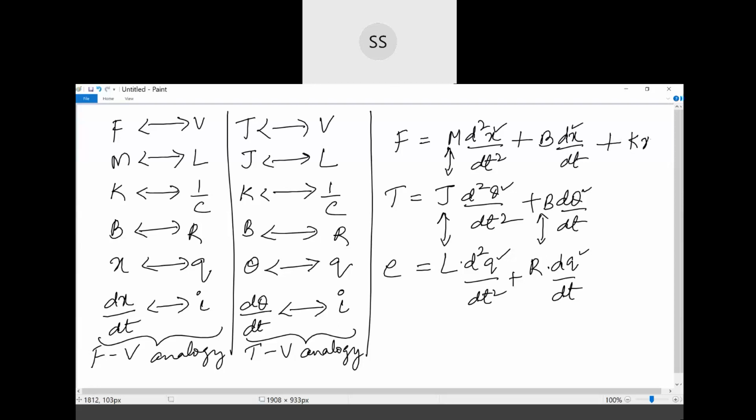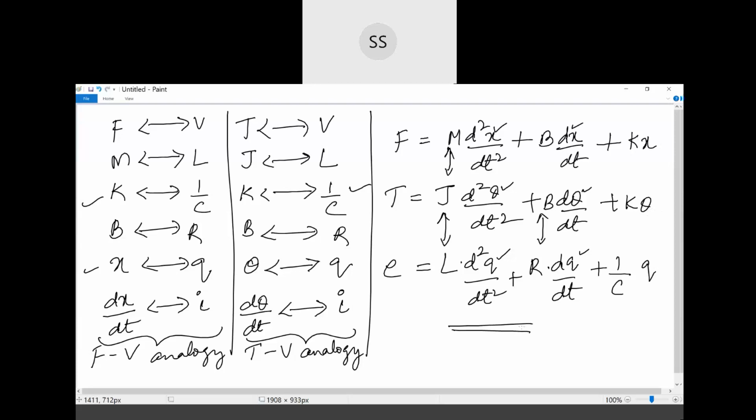The last component is K into X, K into theta. But in case of electrical system, it is 1 by C into Q. That's why it is written K is analogous to 1 by C, in both translational as well as rotational. Then theta and X are analogous to charge Q. So charge will be analogous to both X and theta. One is linear displacement, the other one is angular displacement.